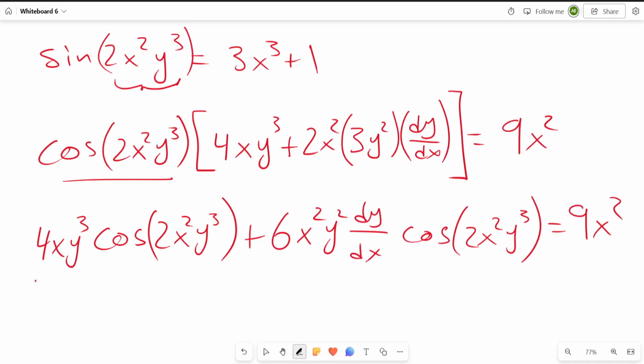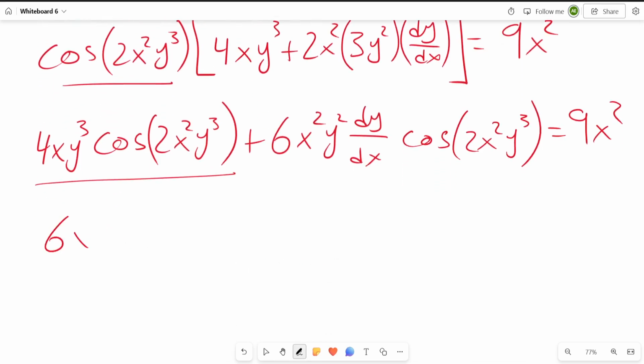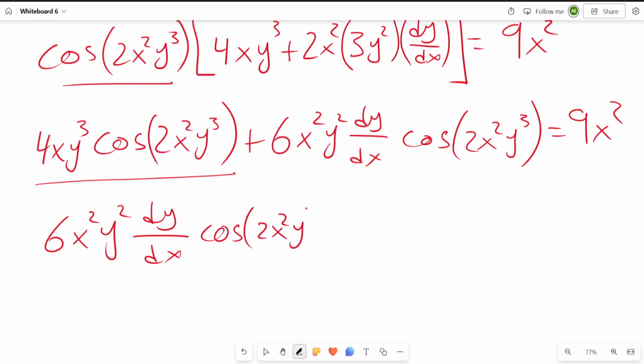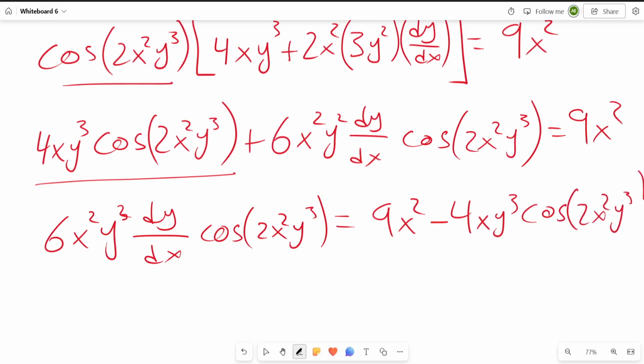And what I can do is move this to the other side. So it's going to be 6x squared y squared dy by dx cosine 2x squared y cubed, equals 9x squared minus this term over here, so minus 4xy cubed cosine 2x squared y cubed. And then I can divide everything by anything that's multiplying dy by dx.